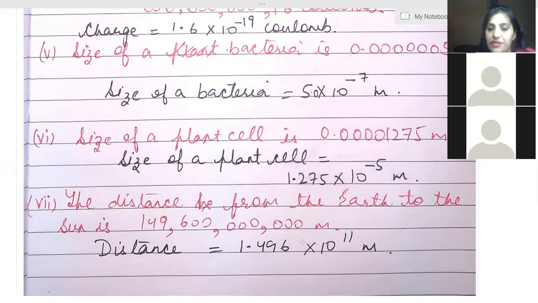Next is the distance from the earth to the sun. You have to convert it into standard form. Again, now we will start from the back. It is 1, 2, 3, 4, 5, 6, 7, 8, 9, 10, 11. So 1.496 into 10 to the power 11 meters. Yes? Great. Now the next question.